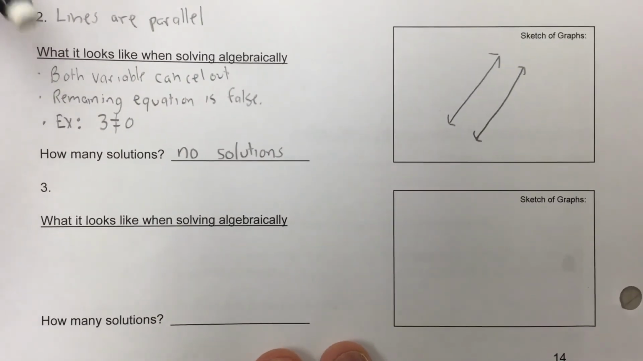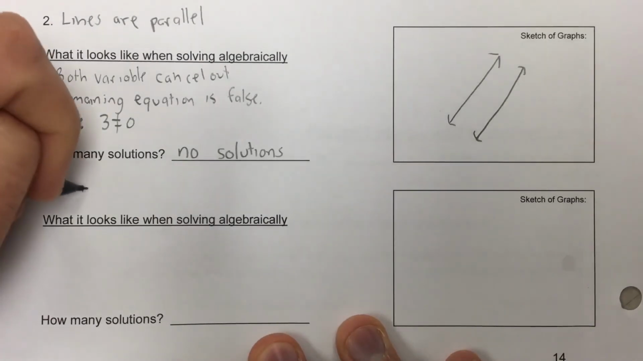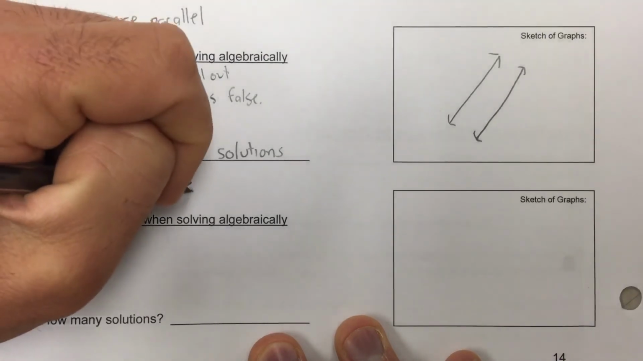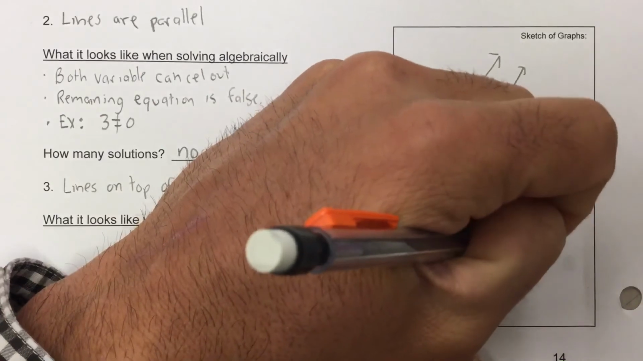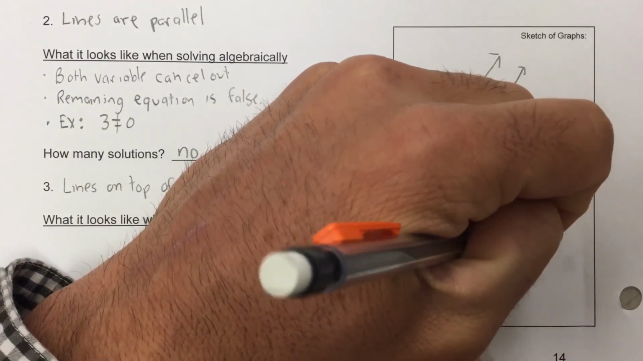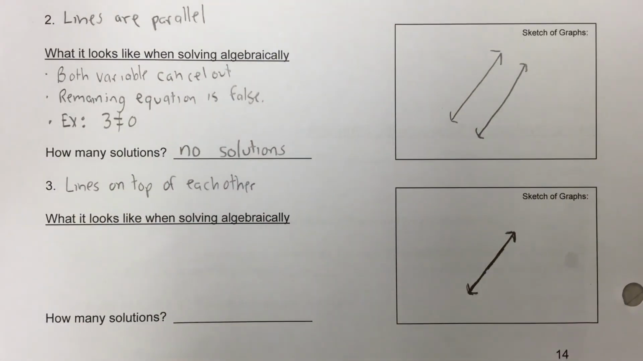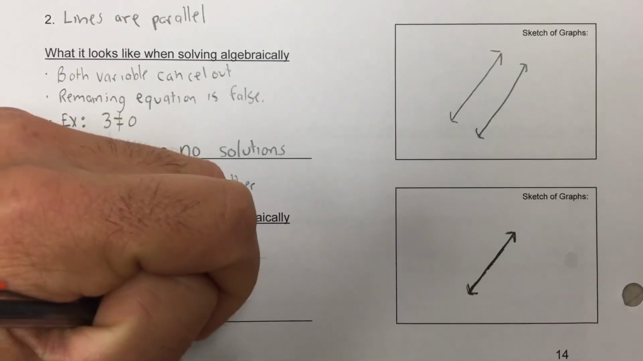The other way you can graph 2 lines is if the lines are on top of each other. And if the lines are on top of each other, you would have a line, and then you'd have another one right on top of it. And if you think about how many times they're really intersecting, it's an infinite amount of times. So how many solutions do you have? You have infinite solutions.